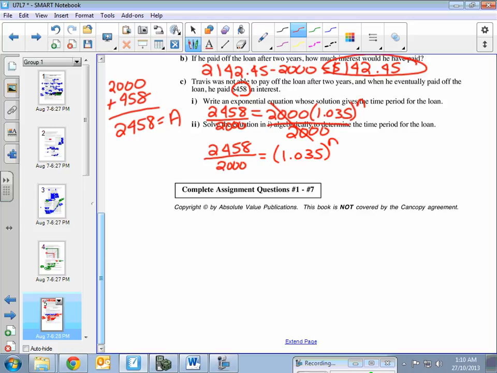So to change this into a logarithmic function, you'll have log. You'll leave your base the same, which would be 1.035. Your argument will be 2,458 over 2,000. It's equal to n. You can put this right into your calculator.